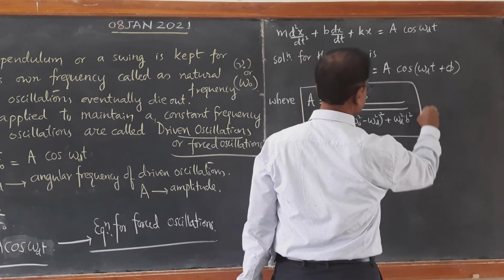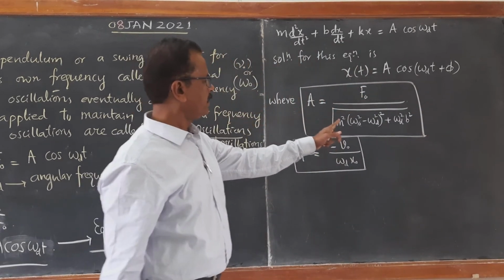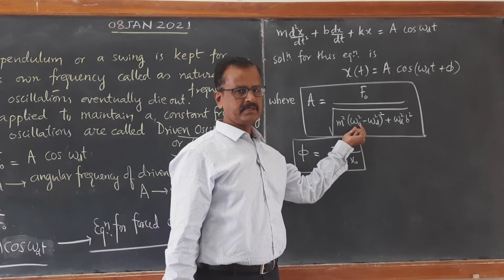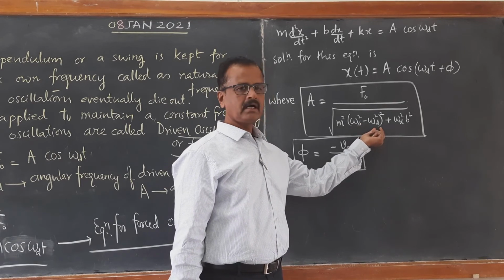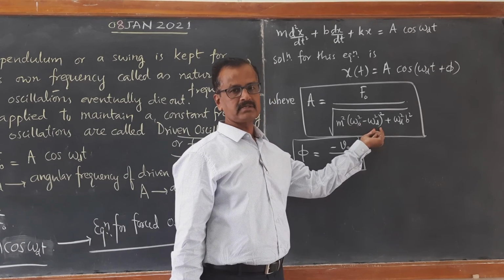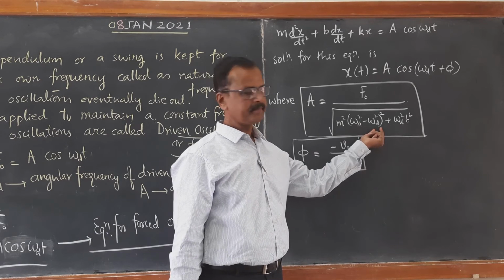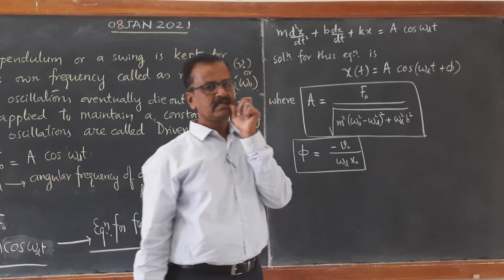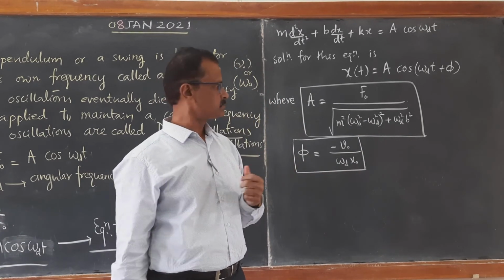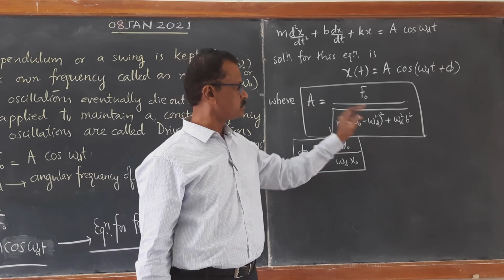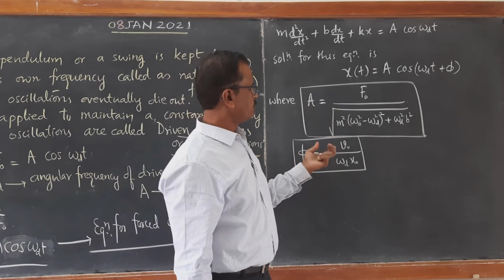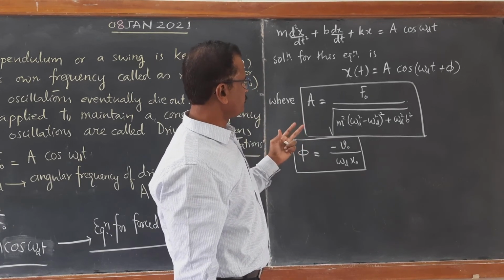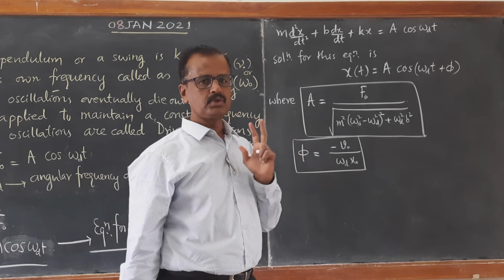The amplitude of the driven oscillations depends on two frequencies. One is the natural frequency of the oscillator, the second one is the driving frequency of the external force. Omega d is the frequency of the external periodic force. So the amplitude depends on these two frequencies, and thus we will be able to determine the graph. Based on this, we are going to study two results.